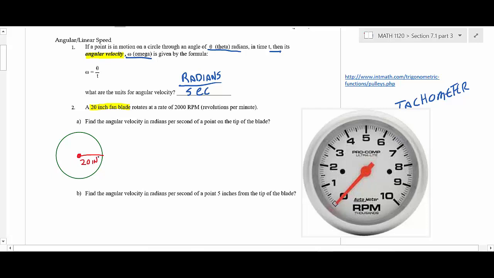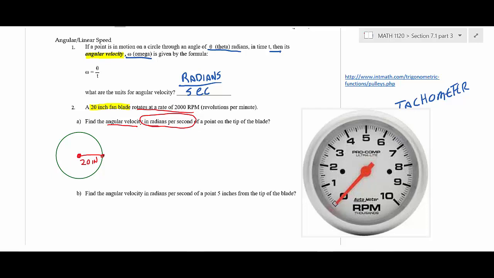Okay, and then it's saying that it's rotating at 2,000 revolutions per minute. So what we're going to do is find the angular velocity in radians per second at a point on the tip of the blade. So here's what you're doing in angular velocity. This is what you're measuring. You're measuring in a unit of time how many radians that thing turns. Okay, and if it's going 2,000 revolutions per minute, that's a real big angle, right? That's 2,000 revolutions.